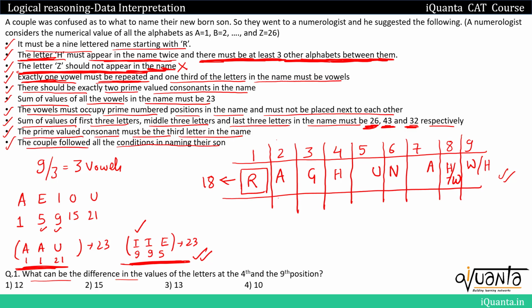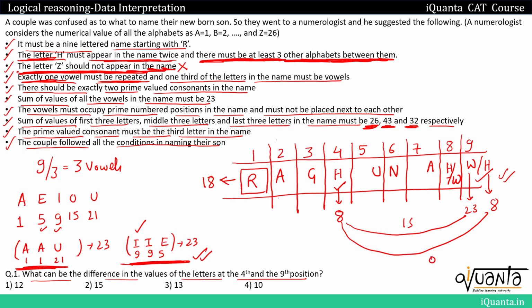The first question is, what can be the difference in the values of the letters at the 4th and 9th position? So at 4th we have H, at 9th we have W or H. W has value 23, H has value 8, and at the 4th position we have H having value 8. So the difference between 8 and 23 will be 15. The difference between 8 and 8 will be 0. Now since we only have 15 in option 2, option 2 will be the correct answer.